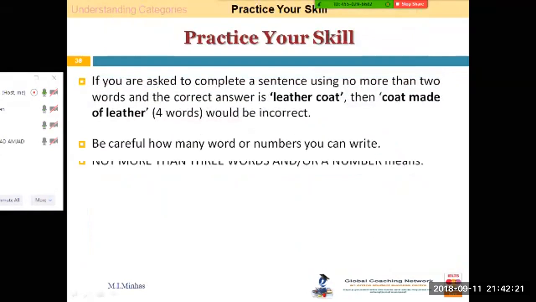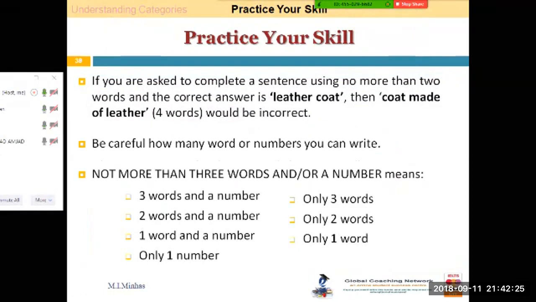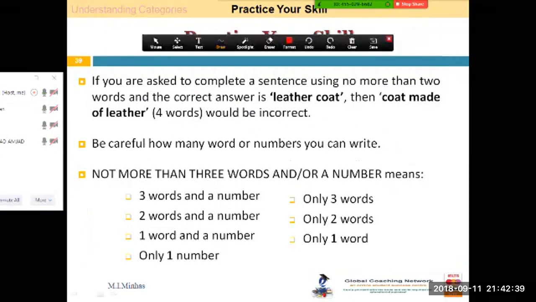Why did I introduce this? These exercises are a preamble to some other exercises. Now we have already covered this part in our reading test. Sometimes, actually almost all of the time, there will be a word limit for you. You already know that, right? So now this is the description of 3 words and or a number. I've already covered it, so I will just go through it quickly.